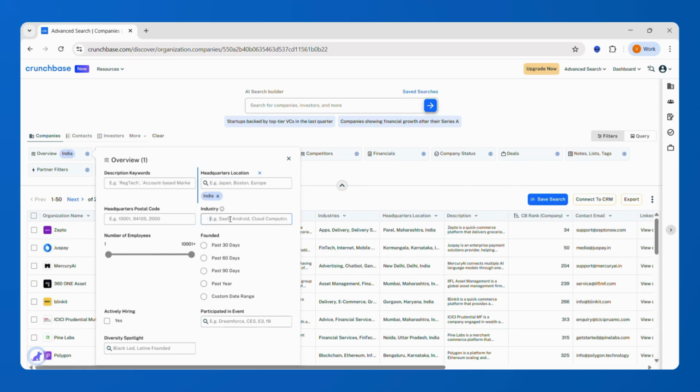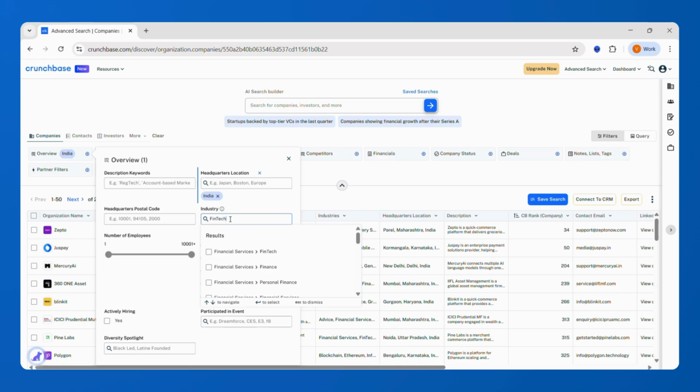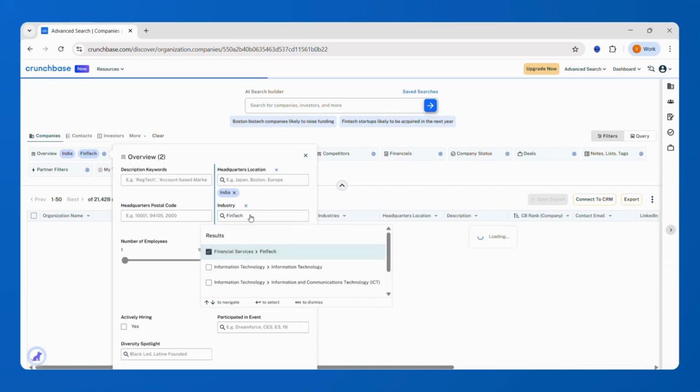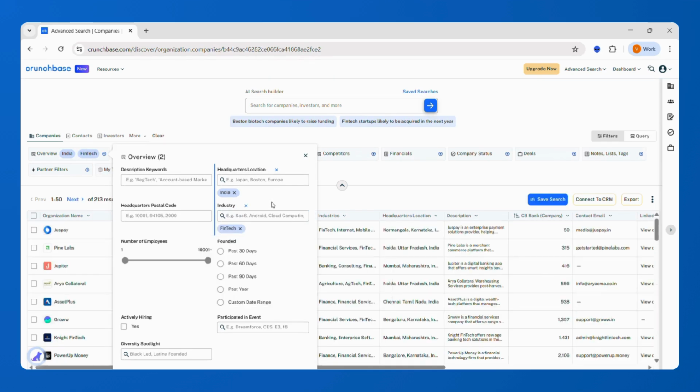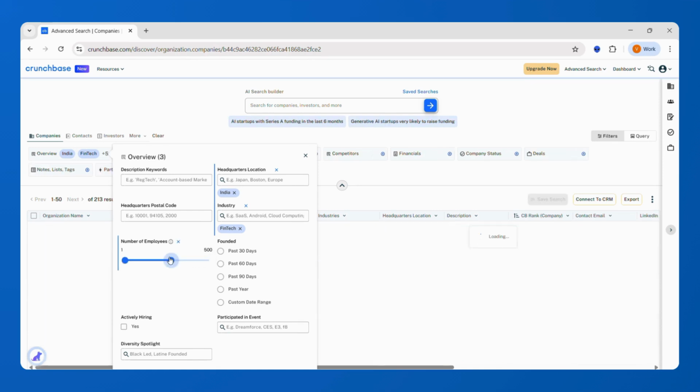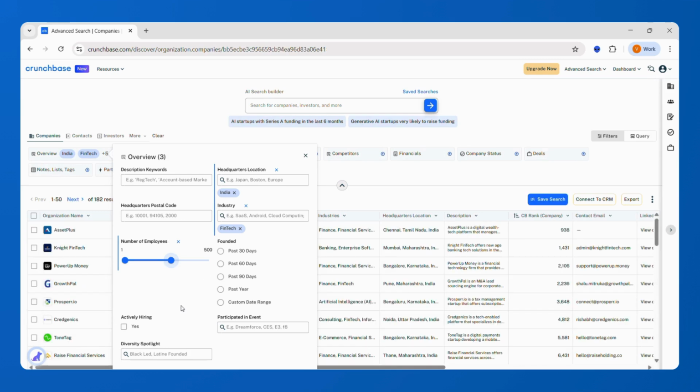So if I'm, say, taking the headquarter location as India, and I want to search for fintech companies in India, since it's one of the most booming markets right now. So I'll just put in fintech as an industry. I'll put India as the location. At the same time, I want to see mid-sized companies or small to mid-sized companies, so I'll keep the employee count restricted to 500. So I now have my filtered results over here.